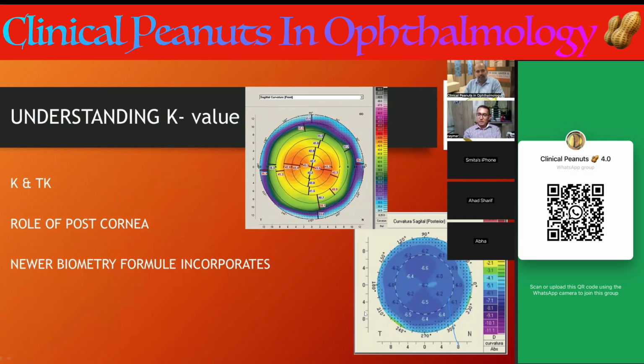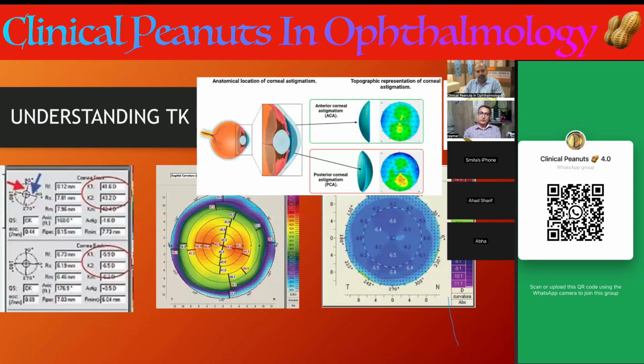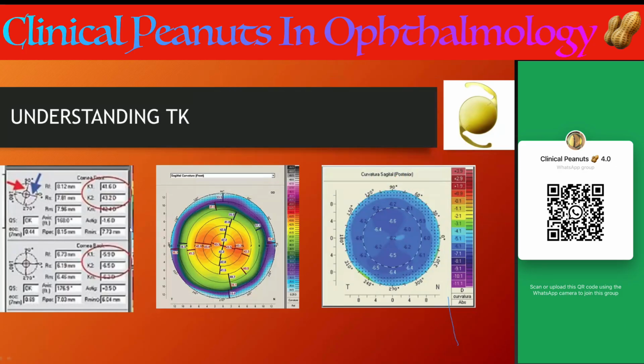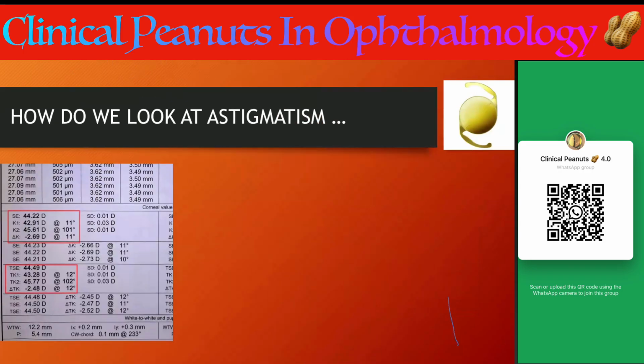Newer biometry formulas incorporate the posterior corneal astigmatism also. Look at this photograph from the Pentacam, where you can see the anterior corneal astigmatism: K1 and K2 are 41.6 and 43.2, while the posterior corneal astigmatism also has some numerical data. Along with these two, the biometer tries to figure out what astigmatism actually needs to be corrected.